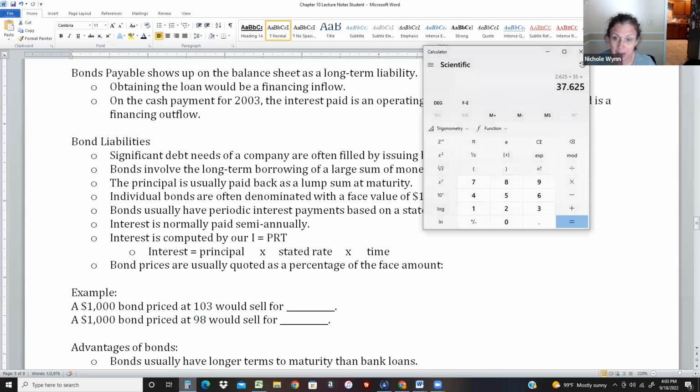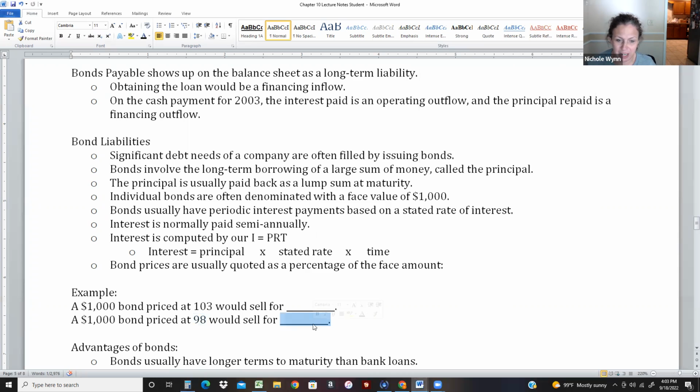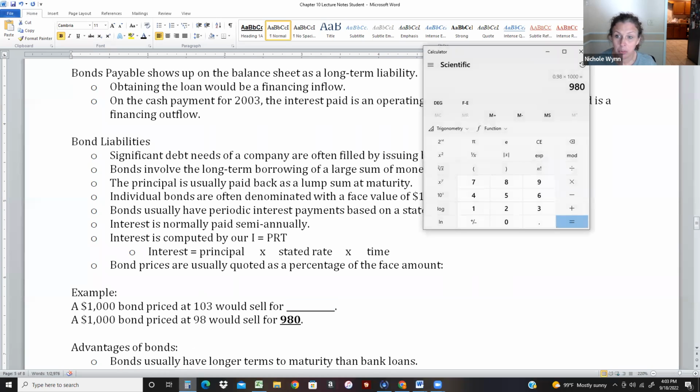So we all know that if you have a 98% in the class, it's like 0.98 times 1,000, so the bond would sell for $980. That means the bond is selling at a discount because it's selling for less than the face value. And then a bond that's selling at 103 would be 1.03 times 1,000, and so that bond would sell for 1,030.